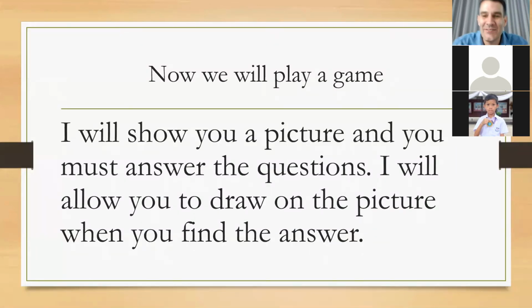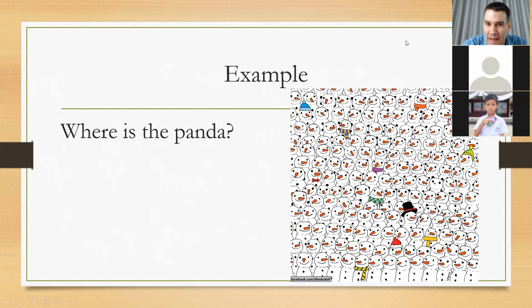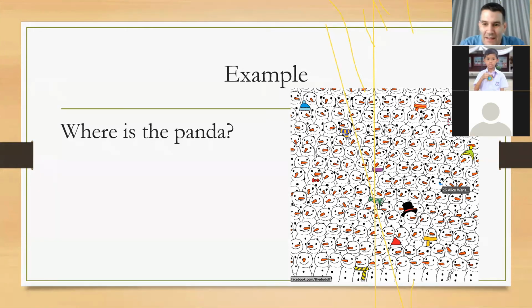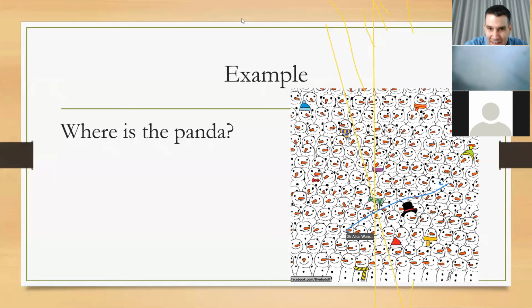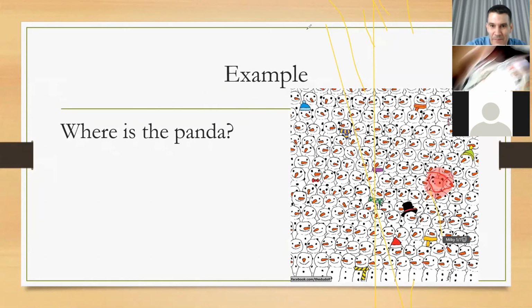Okay, so next we can start to play a game. So first, you can draw on the screen now, and I will show you a picture. So this is an example, where is the panda? Can you find the panda? You can draw. Where is the panda? Can you find it? This is just to help you think about it. Yes, I thought Alice pointed to it. Yes, it is here.